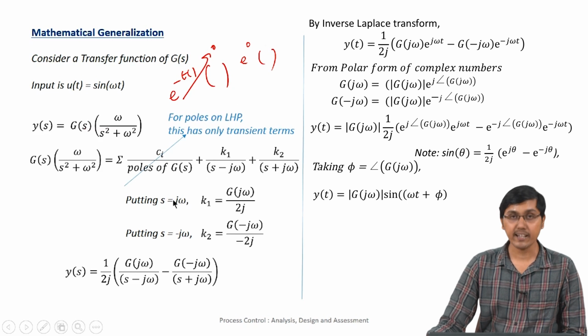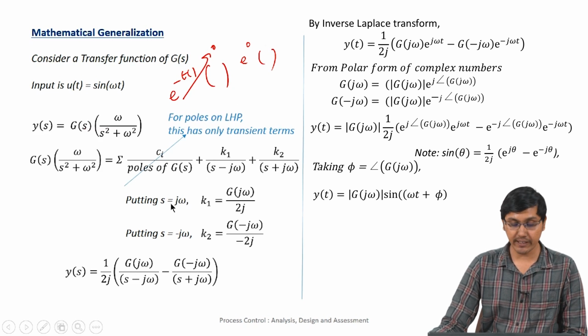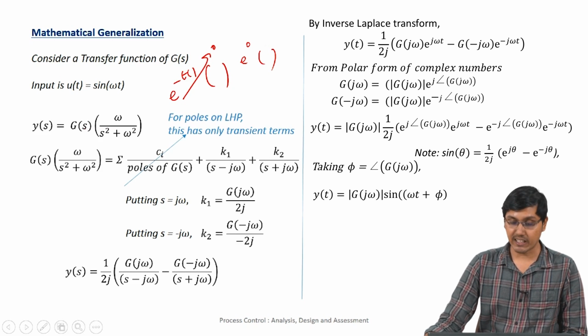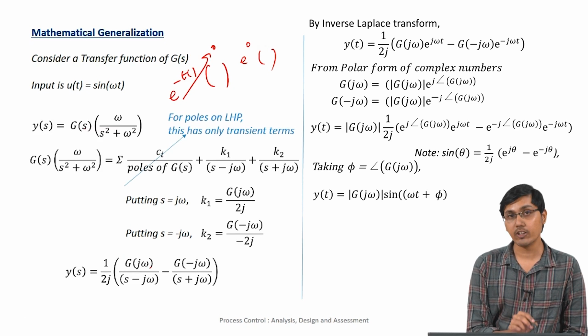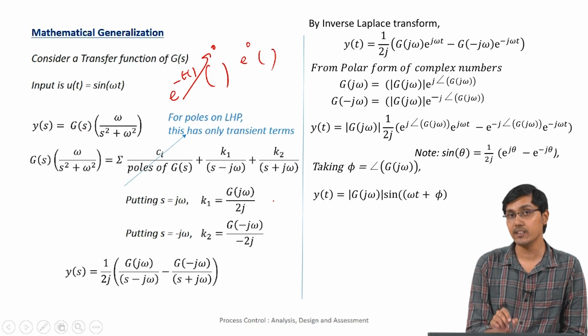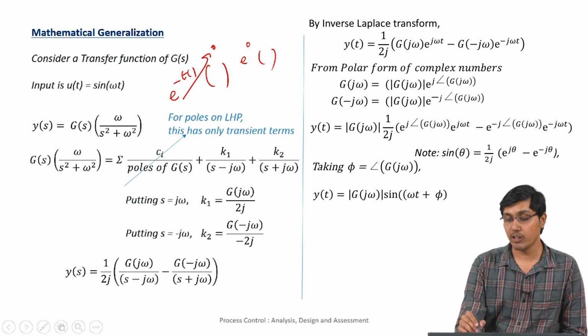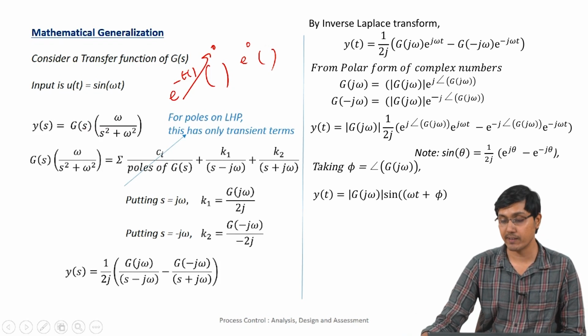Now again, by the usual procedure, putting s equal to j omega we get the K1 value, and putting s equal to minus j omega we get the K2 value. Then we substitute those two terms in Y(s), and take the inverse Laplace transform. Note that G(j omega) is now a complex number, because we have substituted s equal to j omega; it is no longer a transfer function. So while taking the inverse Laplace transform, we need not bother about G(j omega), because it is just a number, not related to the Laplace variable.